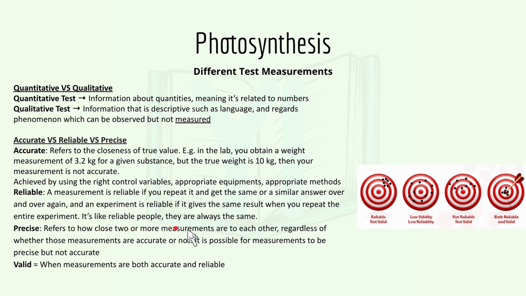It's a bit complicated and confusing, but here's a more visual diagram. Reliable means consistent, but not valid. Both reliable and valid means it's consistent and it's on target. The result is what you get from your theory work.